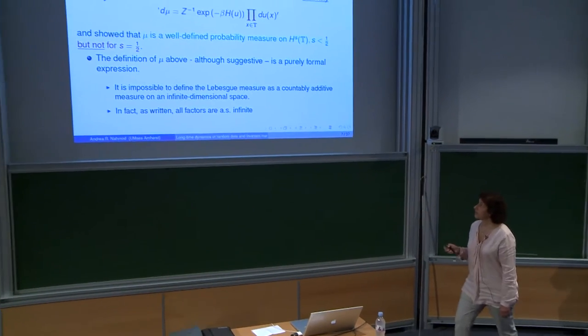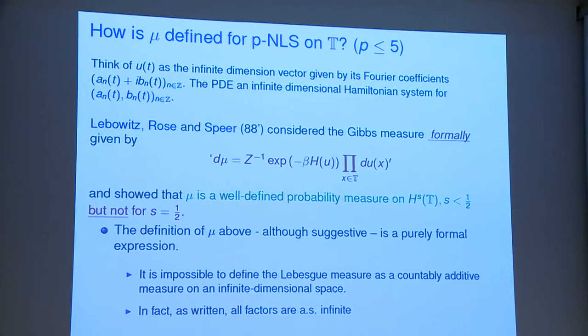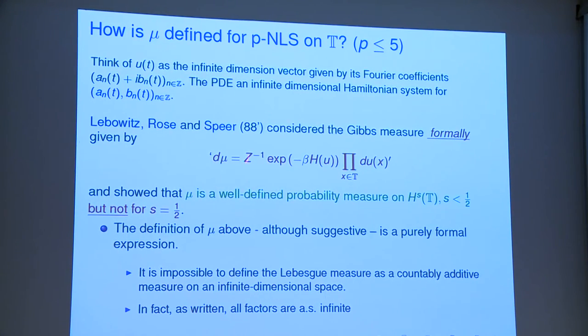Okay, so quickly, how is this measure defined? Because I'm going to be needing this. Of course, you think of your equation as an infinite-dimensional Hamiltonian system on the Fourier coefficients. Let's take just one dimension, with p less than or equal to phi. Lebowitz, Rose, and Speer said you can construct a Gibbs measure that formally looks like this. So this is like Lebesgue measure, this is the Hamiltonian, and this is a measure. Now, this is total nonsense, because there are three terms here, the Lebesgue measure and the kinetic and the potential energy, and every single factor is infinity. So this makes no sense.